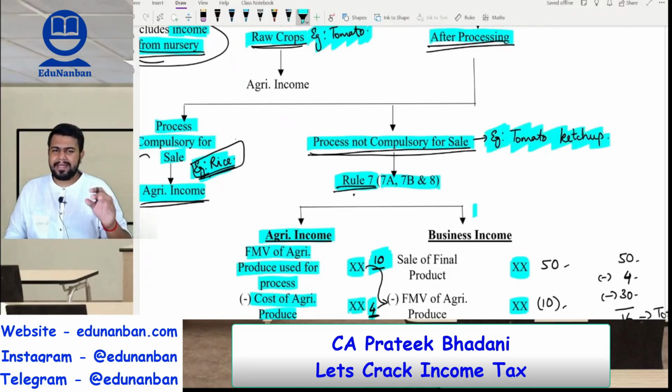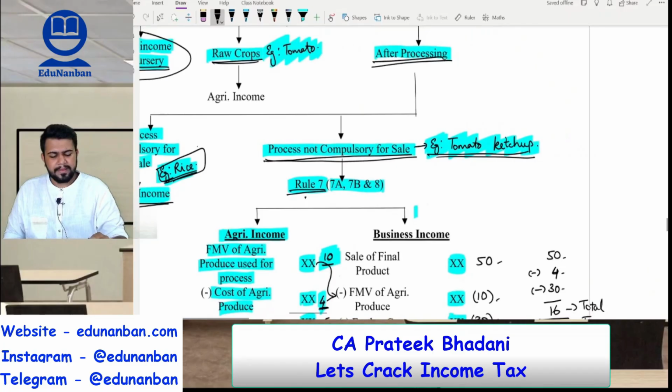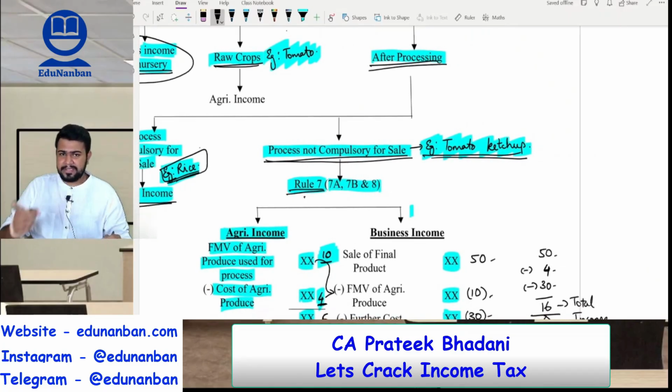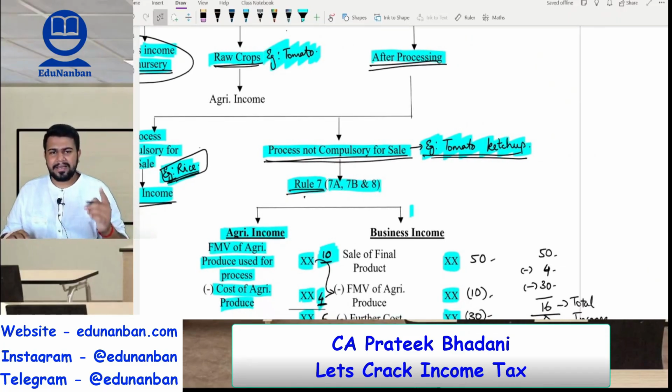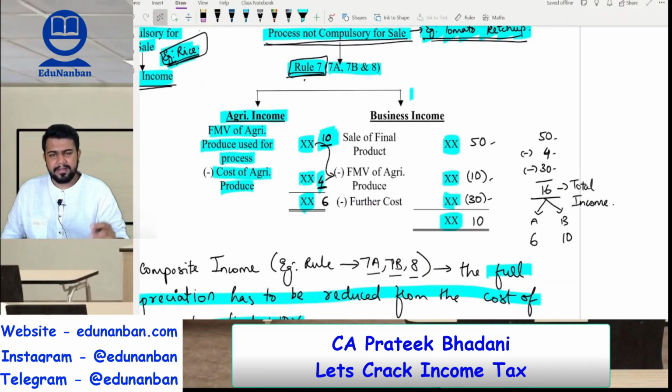Tomato can be sold directly also. However, if tomato is converted into ketchup and sold in the market, then it contains business income also, and it contains agricultural income also. Sir, how are we going to differentiate both? The answer is using rule number 7.